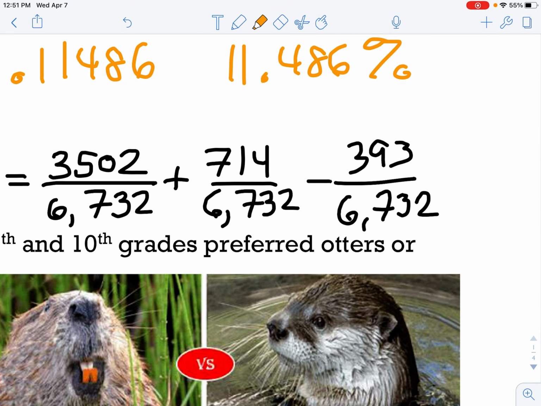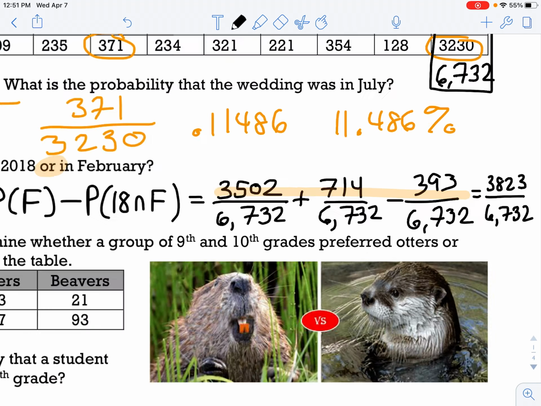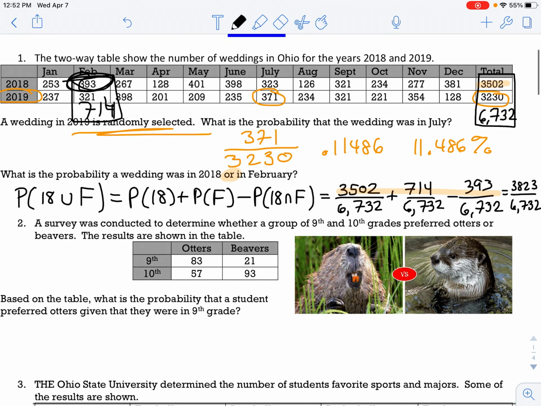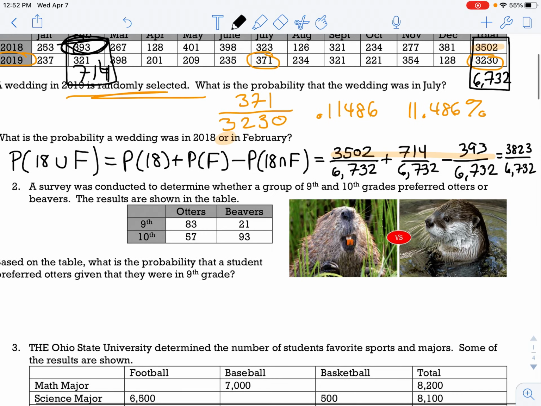All right, and then we just add those numbers straight across. 3,502 plus 714 minus 393. And then you just keep what's on the bottom. All right, and that's it. So this was a good OR problem. Out of the 6,732 weddings, 3,823 were in 2018 or in February.